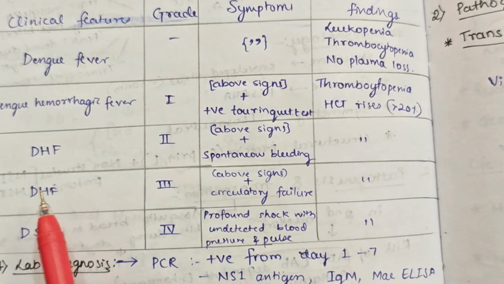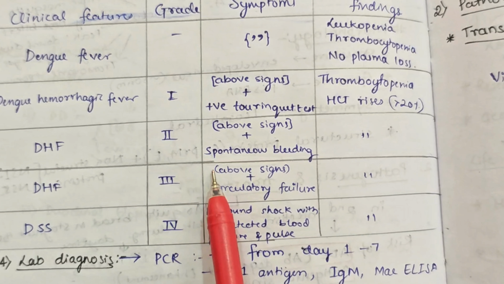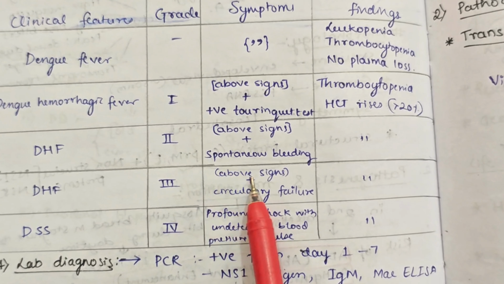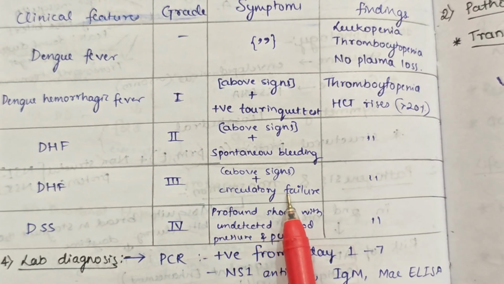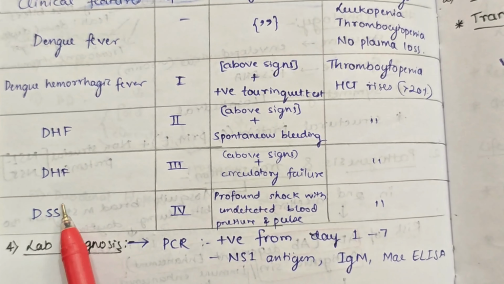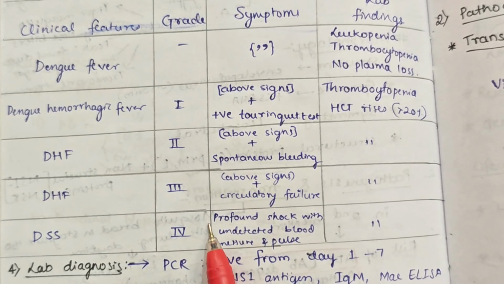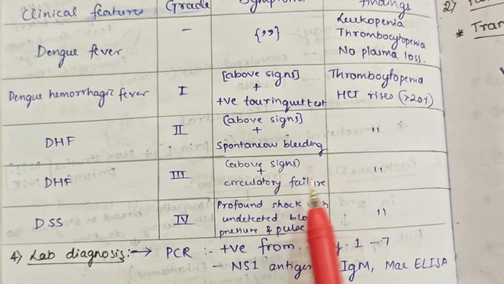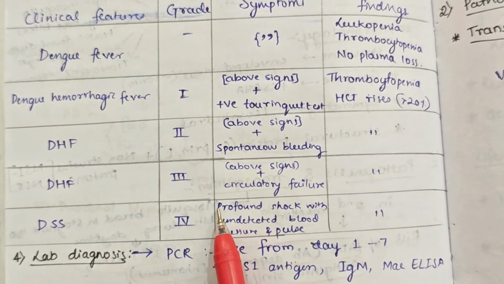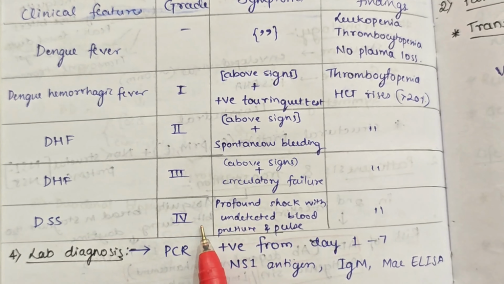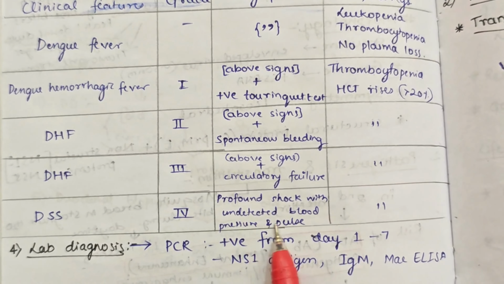spontaneous bleeding. Dengue hemorrhagic fever is marked as grade 3 if all the above signs are present plus circulatory failure. Lastly, dengue shock syndrome, which is grade 4, is caused by profound shock with undetectable blood pressure and pulse.